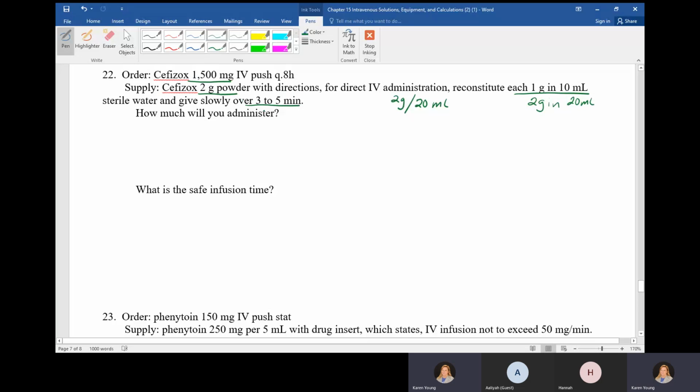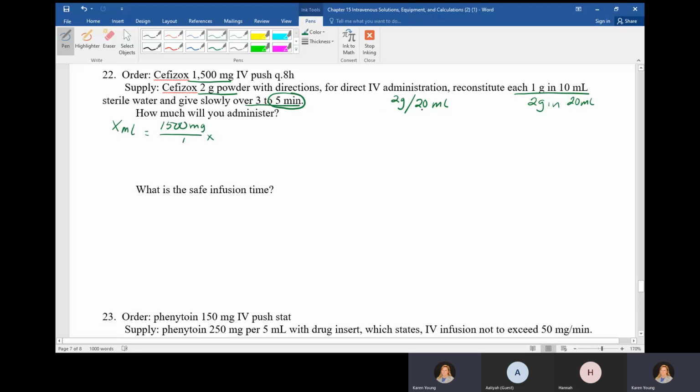And we're going to give it, they always said to use the larger time, okay? And that's just another safety precaution. Give it no less than 3, but no more than 5. So again, first thing I have to do is find out how much I'm going to give, which is not milligrams, it's milliliters. So I have my 1,500 milligrams over 1.